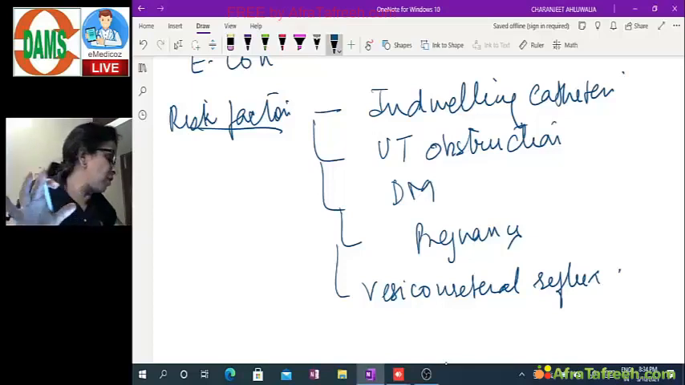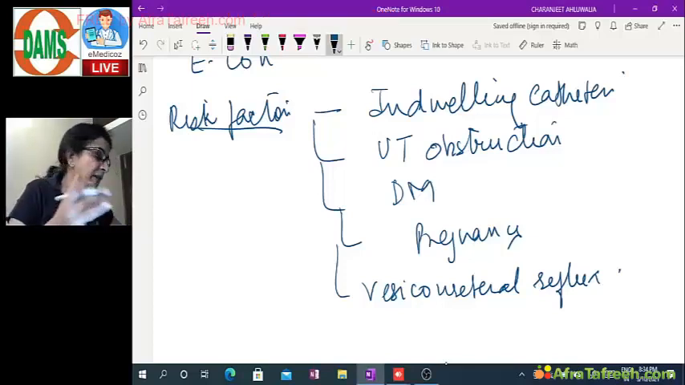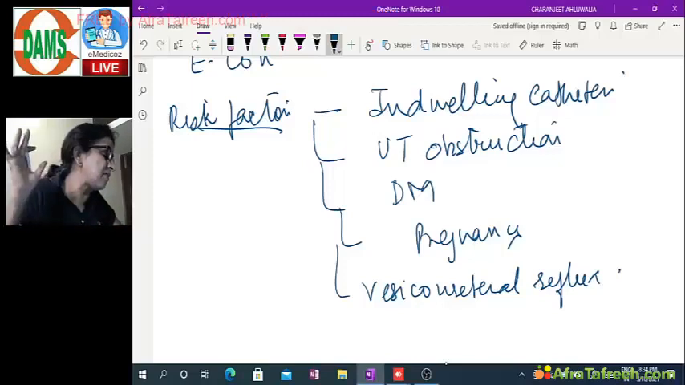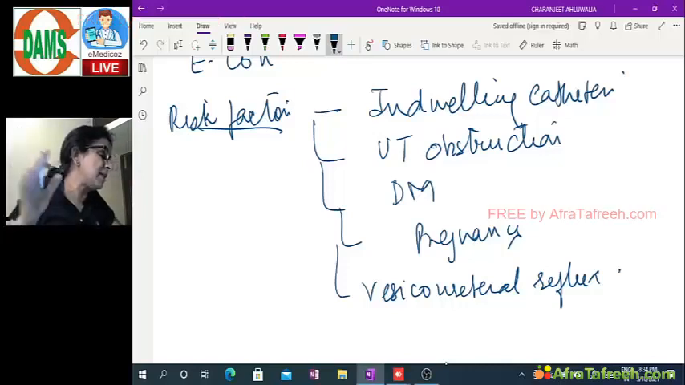Causative organisms we already know. They are usually gram-negative bacteria. I have already told you, same as we read in acute bacterial cystitis: E. coli, Streptococcus, Staphylococcus, Klebsiella, Proteus. Urine analysis findings will all be the same.